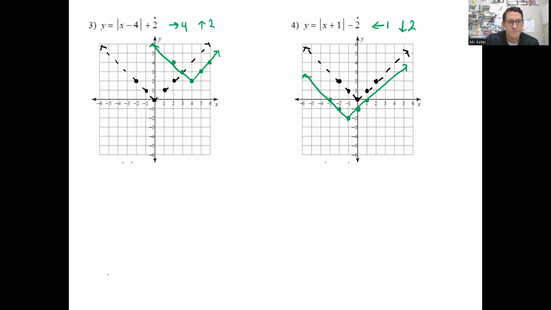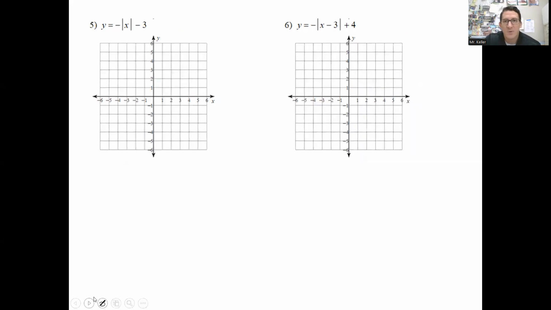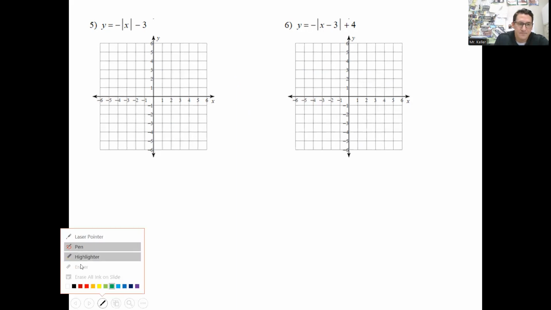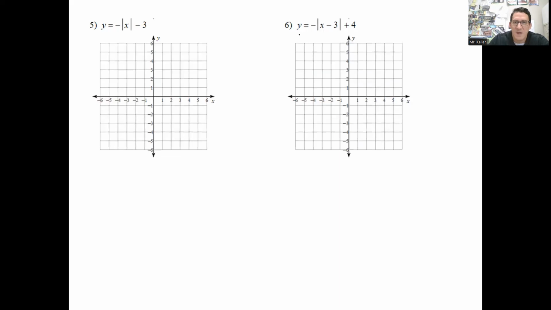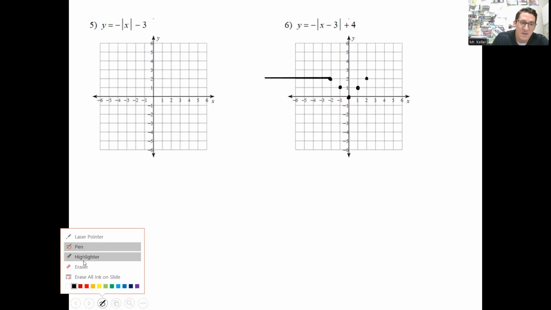All right. So here we get a little bit more. I'm not going to do all these. I'm going to do this one here because there's the most in that one. But first, especially on this one, because we're doing more than one transformation, it's going to be helpful to put in the parent function.